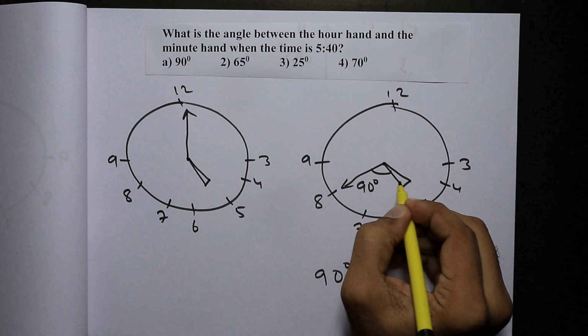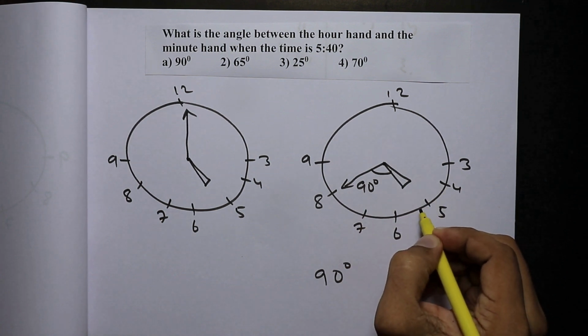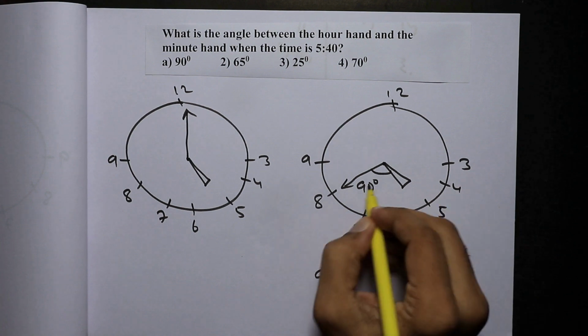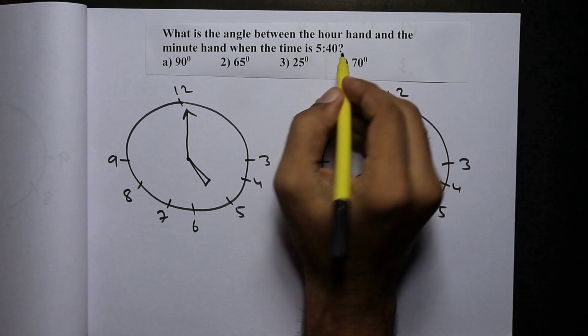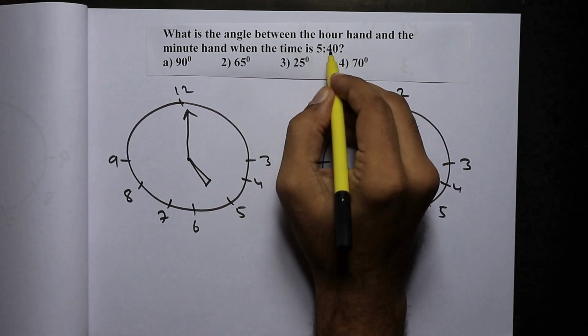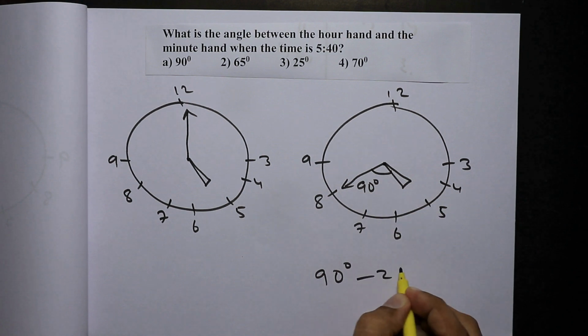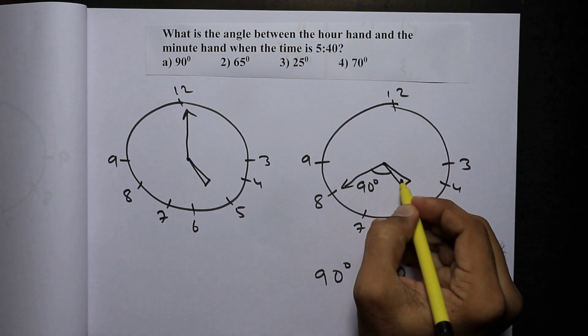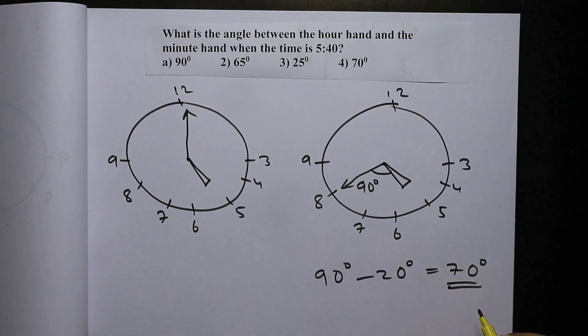But actually the hour hand is not fixed here. Every hour it will move 30 degrees. So in 1 hour it will move 30 degrees. Every minute it will move half a degree. And from 5 to 5:40, 40 minutes are there. In 40 minutes, actually it will move 20 degrees. So the angle will be 20 degrees less. So it will be 20 less than 90. So the actual angle will be 70 degrees.